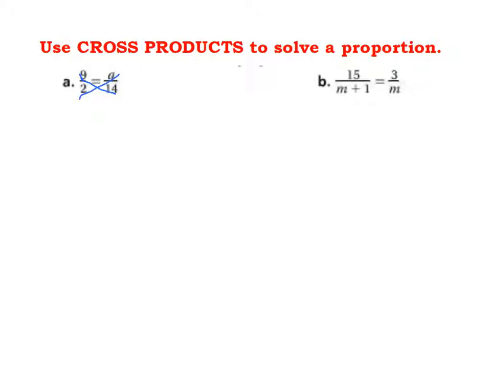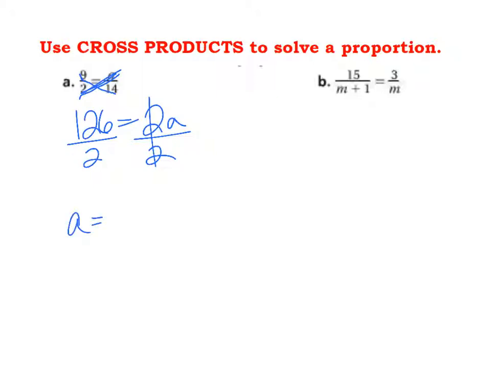9 times 14 is going to end up being, I should know that, 9 times 14, 126. Equals, cross products the other way, 2 times a. Divide by 2 because you're solving for a, and I get a to be 63. So you've solved the proportion.